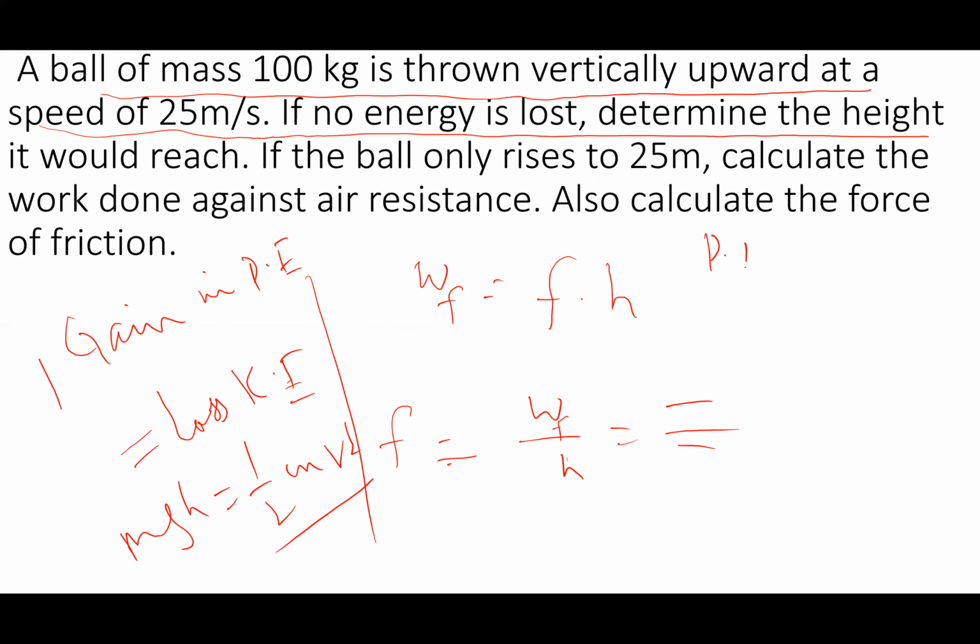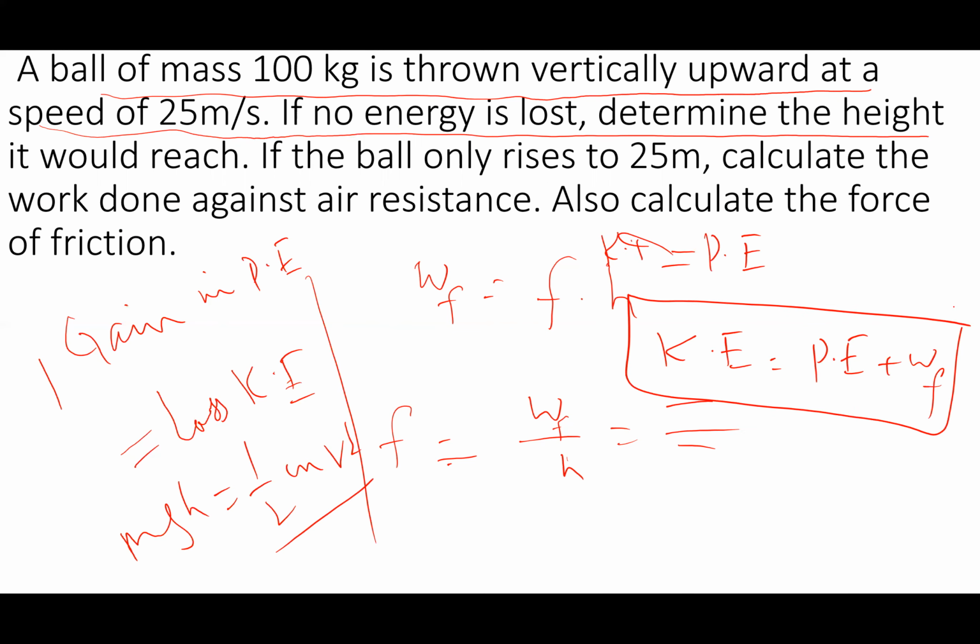Then potential energy, kinetic energy. Loss in kinetic energy is equal to gain in potential energy plus work done against friction. Using this equation, you will find the work done. Now work done against friction is equal to F dot H. By using this equation, you can find F, which is equal to W divided by H.